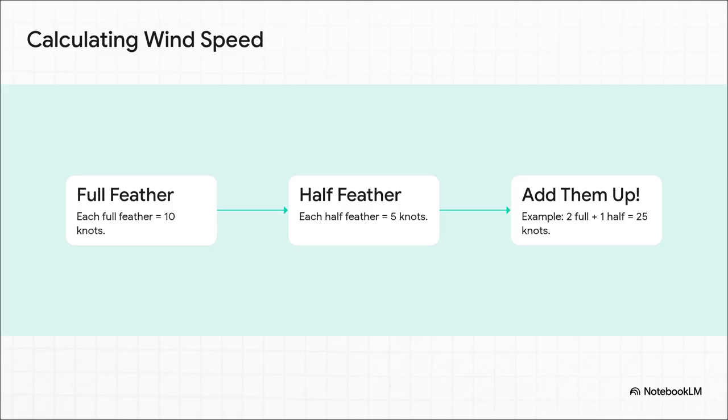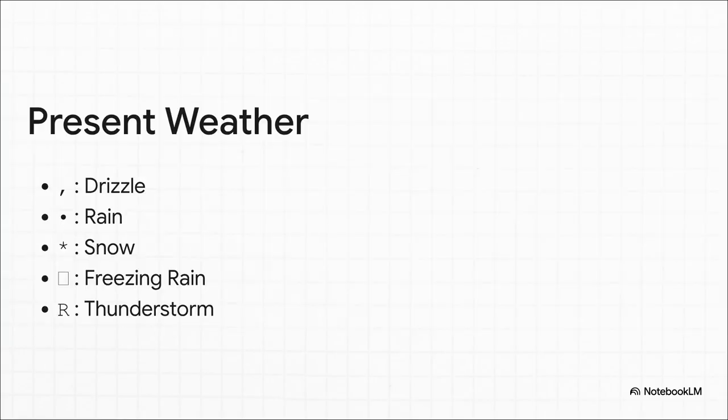See? Easy. And finally, what's the weather doing right this second? Well, for that, you look at the symbol just to the left of that main circle. It tells you the present weather. A little comma means drizzle. A dot is rain. An asterisk is snow. And believe me, there are symbols for pretty much everything, from freezing rain all the way to a full-blown thunderstorm.